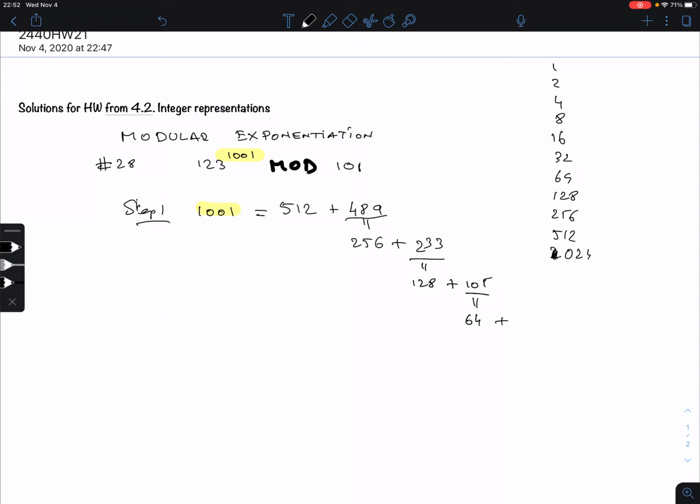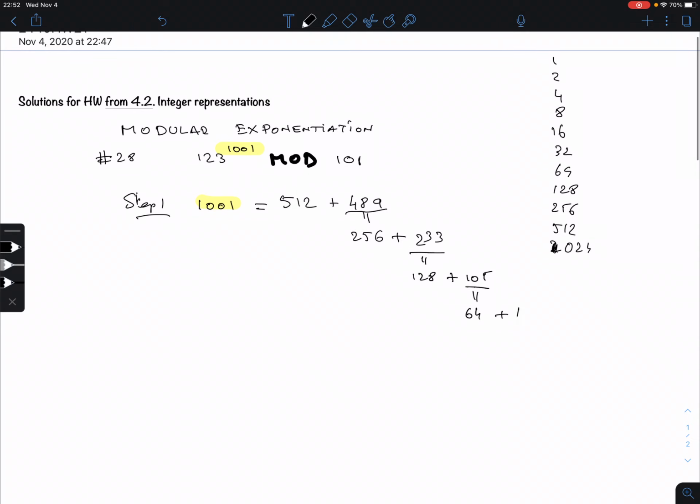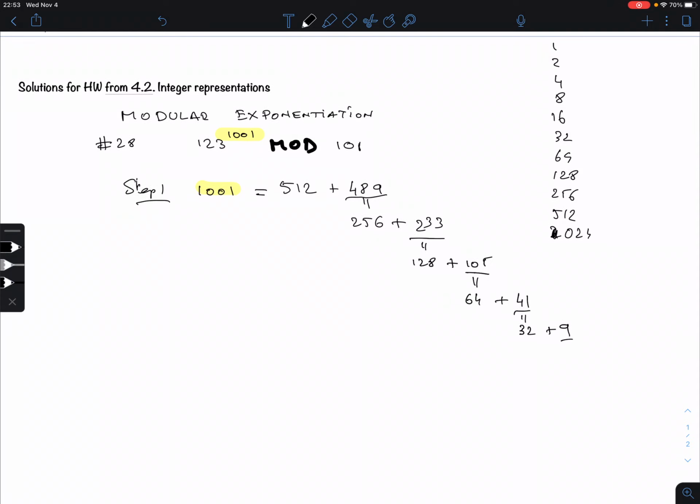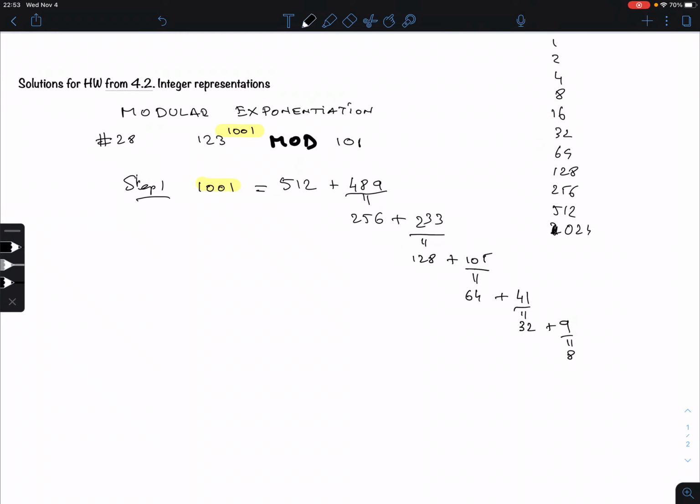So I'm always going down my list here of powers. 64 plus, what remains is 41. Okay, so 41, that is 32 plus 9. Now 9, here's the first time that some of the powers are skipped. 16 doesn't go in there, but 8 does. So this is 8, and then what is left is 1, and that is already a power of 2. So I don't need to do anything anymore.